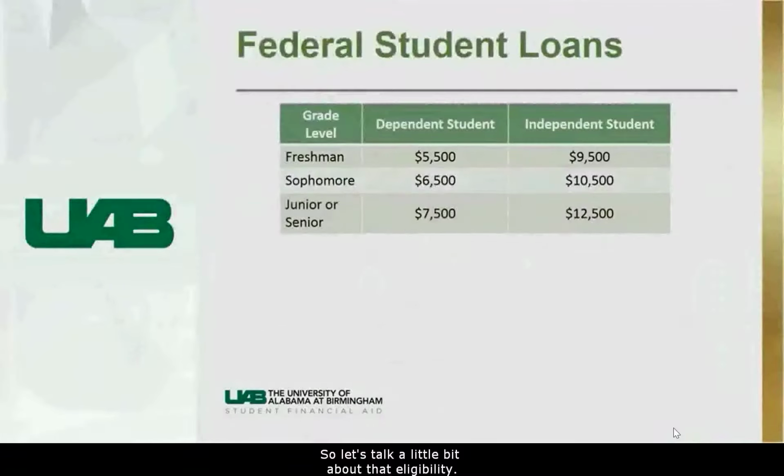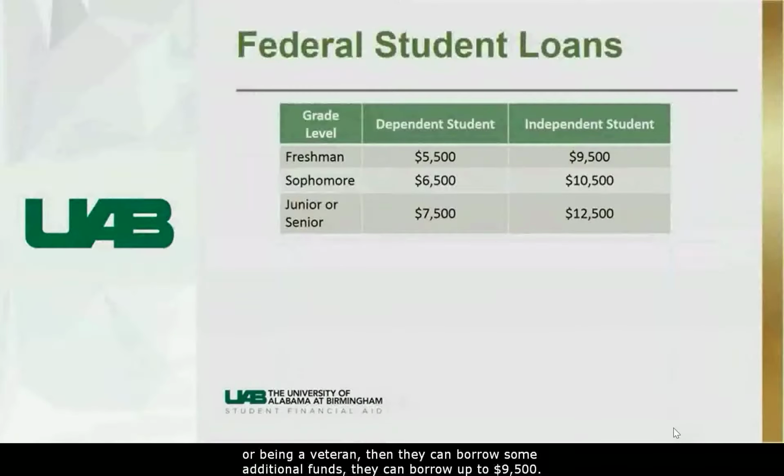So let's talk a little bit about that eligibility. For freshmen who are dependent students, and typically if they're under the age of 24, they are considered dependent, the most they can borrow as a freshman is $5,500. If they're an independent student, meaning they're over the age of 24, or there are some other scenarios that make someone independent, like being married or being a veteran, then they can borrow some additional funds. They can borrow up to $9,500. And as you can see from the chart, as the student goes through school, the amount increases, although it increases slightly. There are no big increases in student loan dollars.